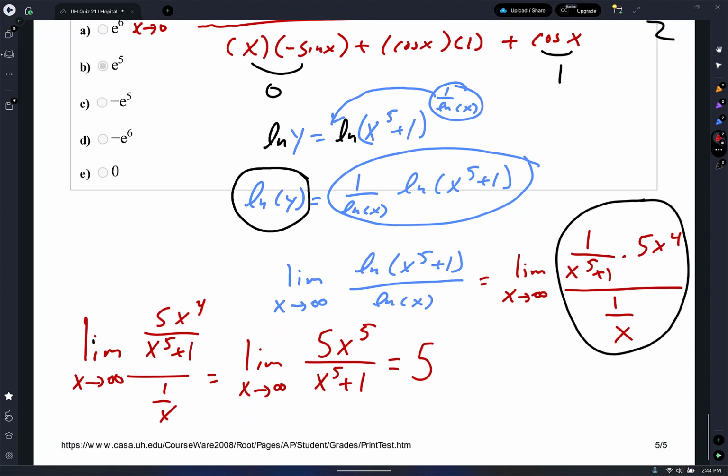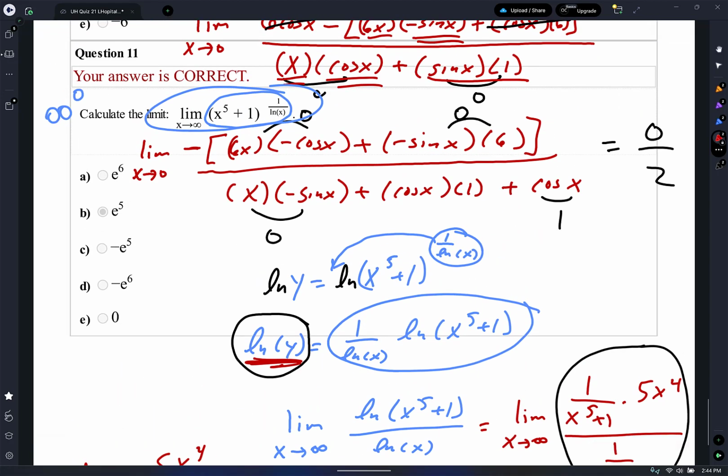Here's what you really did. You found the end behavior for ln of y. I'm going to write EB for end behavior. Do I want the end behavior for ln of y? No. You want the end behavior for this expression, x to the 5th plus 1 raised to the power 1 over ln x. What did I call that in the very beginning? y. I want the end behavior for y.